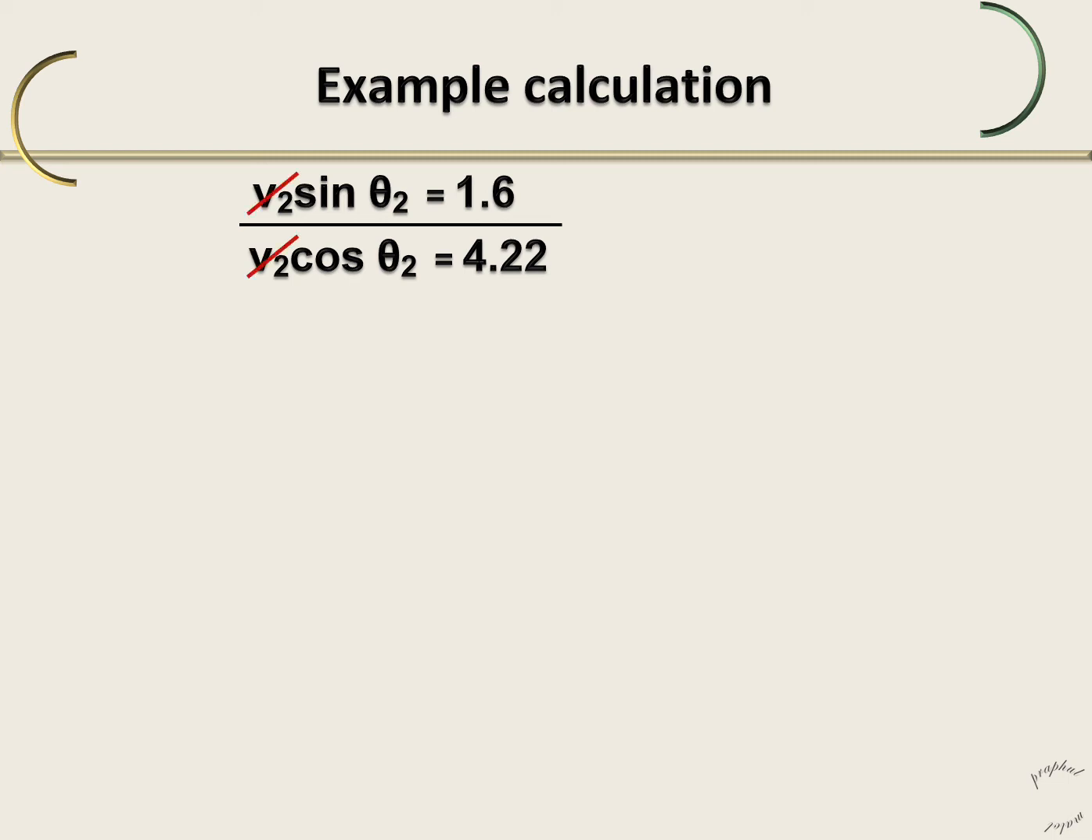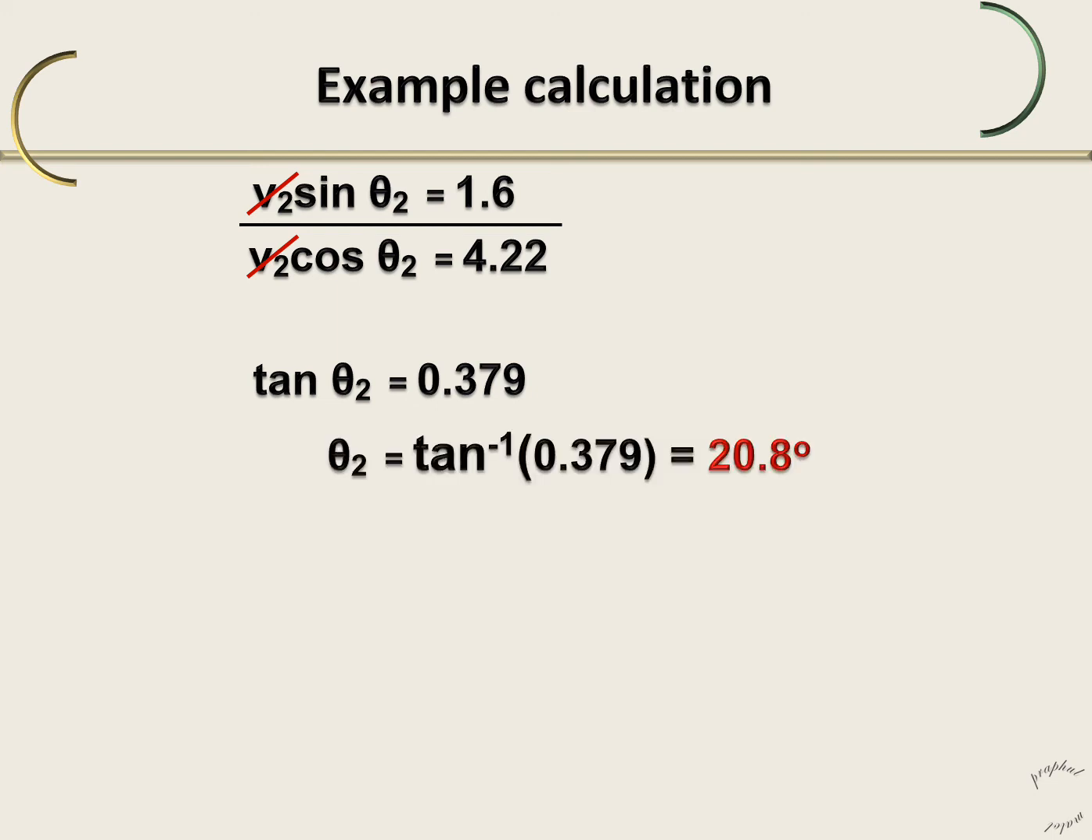V2 and V2 will cancel. Sin theta by cos theta is tan theta. So you will get tan theta 2 as the answer. And from that, you can find theta 2 by taking tan inverse. You will get 20.8 degrees. So one of the quantities we calculated, we found the answer for theta 2.